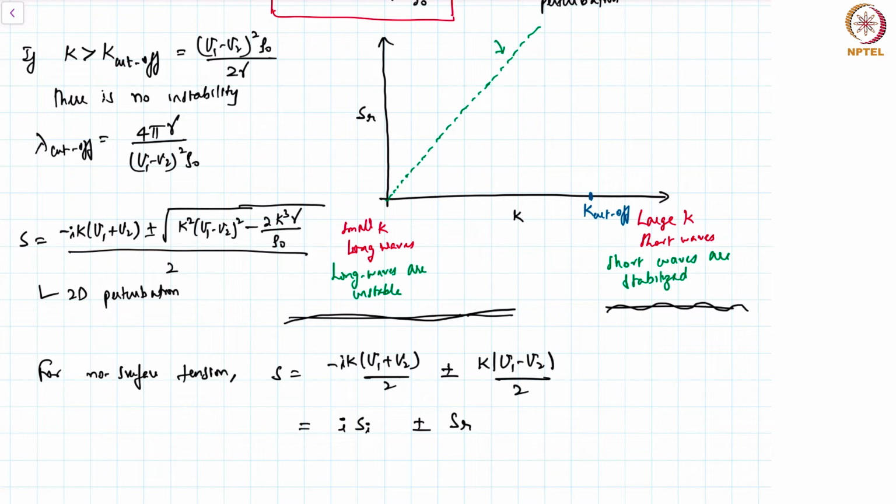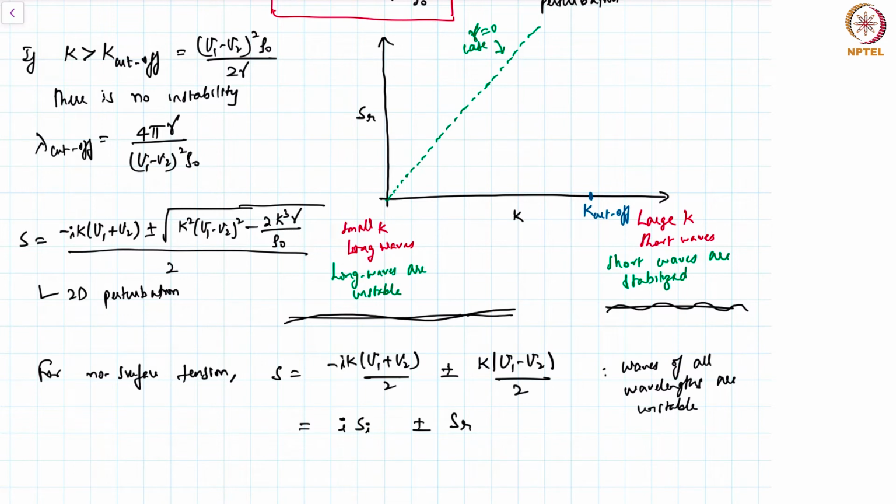This is the gamma equal to 0 case. So it tells you that in the absence of surface tension, waves of all wavelengths are unstable. The shorter the wavelength, the more unstable the wave is. The longer waves are stabilized, but the shorter the wavelength, the more unstable the wave is.